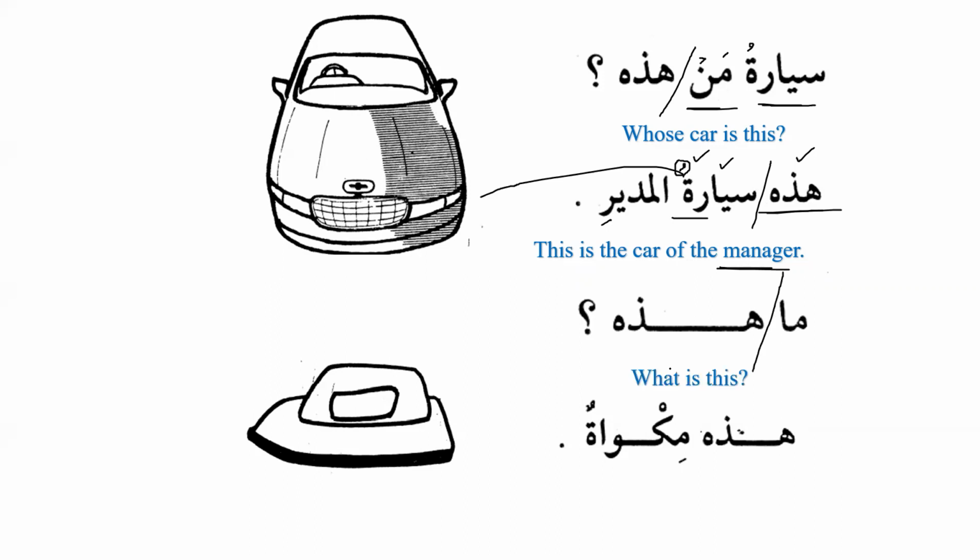What is this? And we know that Ma is used to ask a question about ghayru aqil, things that are irrational beings, right? So that's why we say Ma hadhihi. What is this? And the answer is hadhihi mikwatun. This is an iron. So hadhihi is feminine and mikwatun is feminine. This is subject and this is predicate, and they need to be equal in gender.